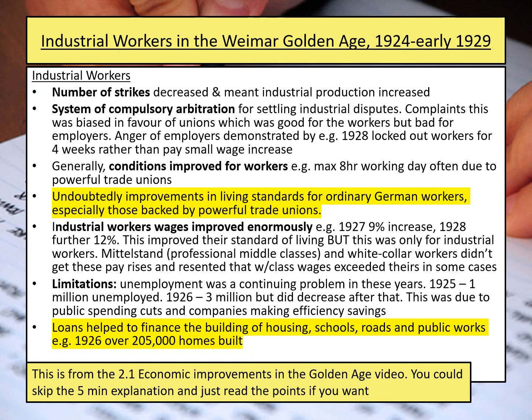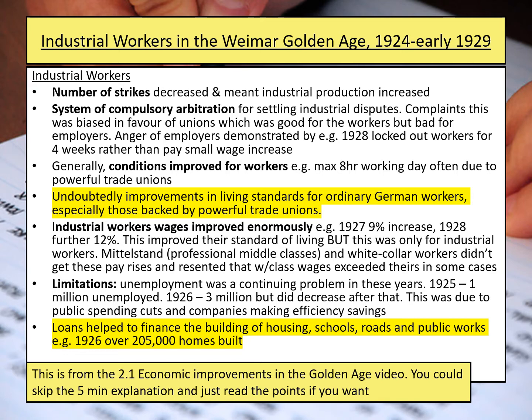However, it certainly did help the workers more than it helped the business owners. So, for instance, in 1927, generally the workers received a 9% increase in their wages, whereas the business owners obviously wouldn't see that as a positive, and would have seen that as bad for business because it would have eaten into their profits. So the people that owned the business at this point generally complained about the system of compulsory arbitration and said that it was biased in favour of the unions, which was bad for them.